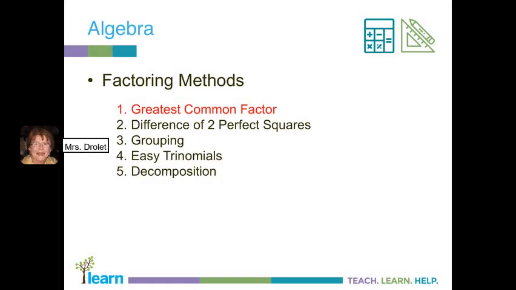So if you're given an algebraic expression and you need to factor, you need to find the product of that algebraic expression. We have several methods, and I've broken them down into 5 methods. In this voice thread, you're going to learn about finding the greatest common factor. In later voice threads, you're going to learn about the difference of 2 perfect squares, about the grouping method, about what I call easy trinomials, and the decomposition method.